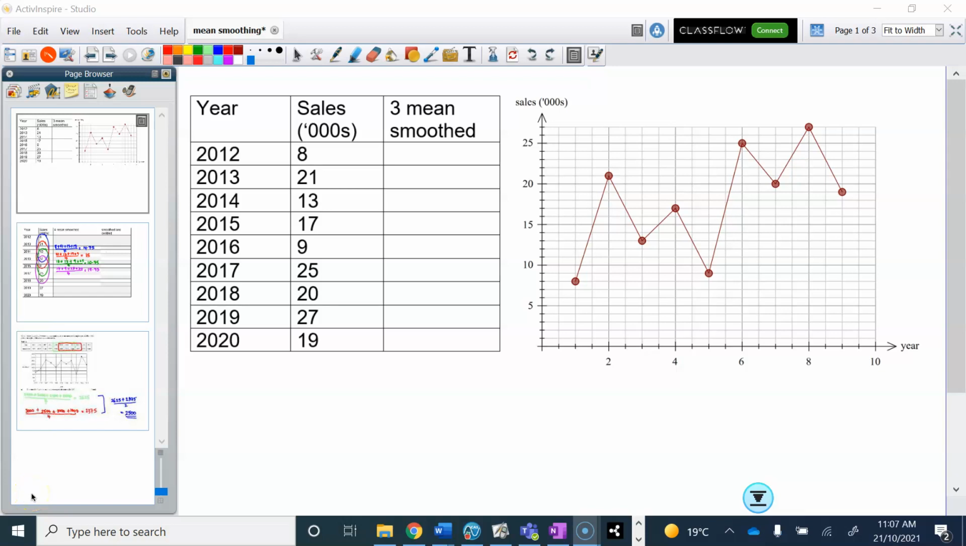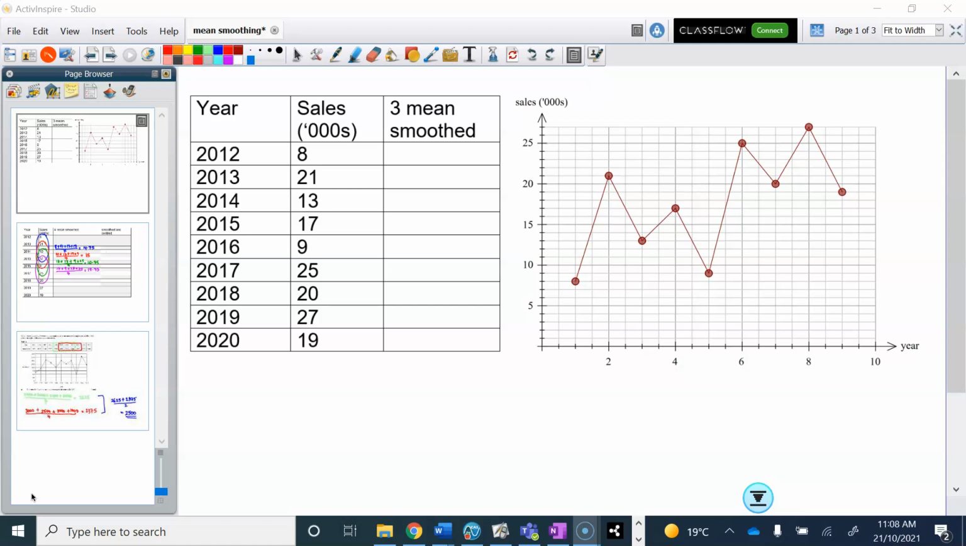This video is a quick recap of mean smoothing. We can use odd numbers of points or even numbers of points with mean smoothing, whereas we only use odd numbers of points with median smoothing. So a quick recap of 3 mean smoothing.